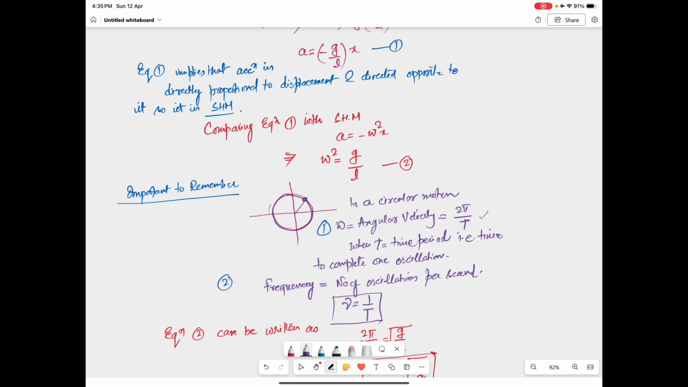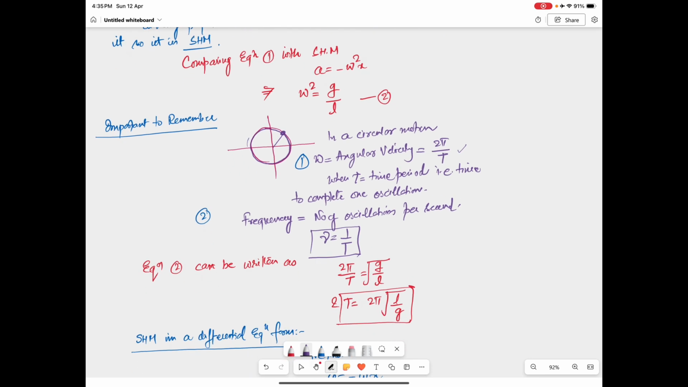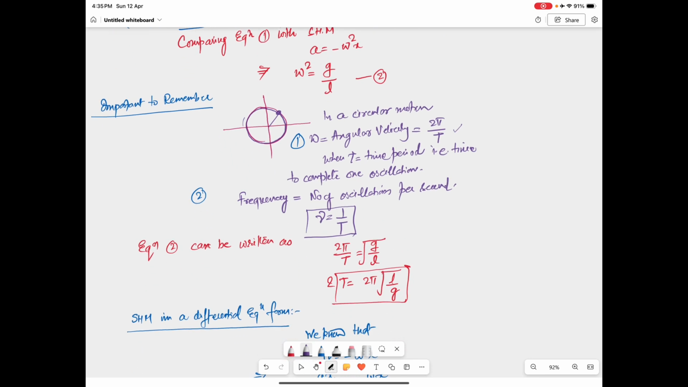So omega is 2 pi by t. And frequency also you should know, that is the number of oscillations per second, which is a reciprocal of the time period, because t is the time taken to complete one oscillation. So in 1 second, 1 by t oscillations will be completed. So equation 2 can now be written as 2 pi by t, which is omega.